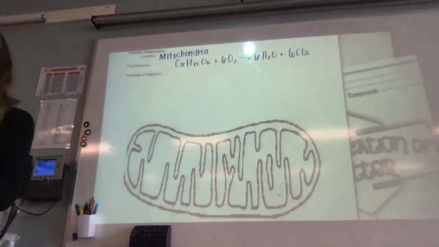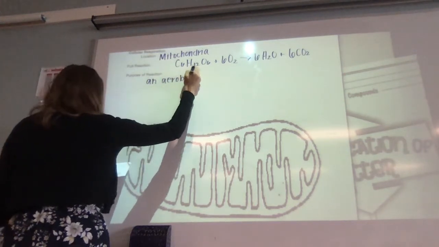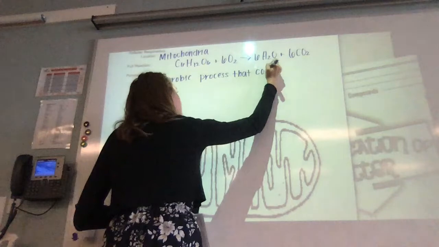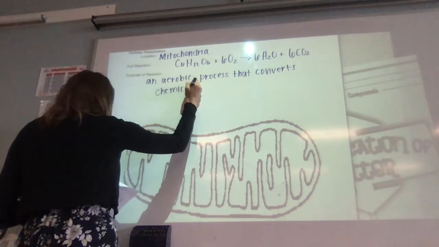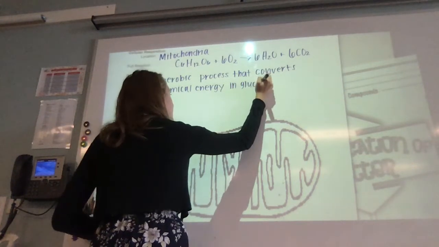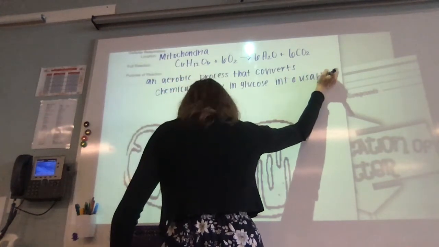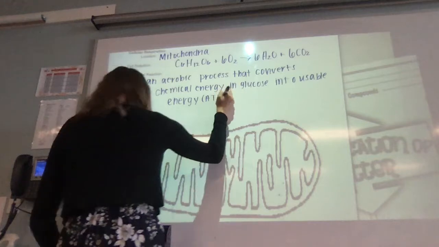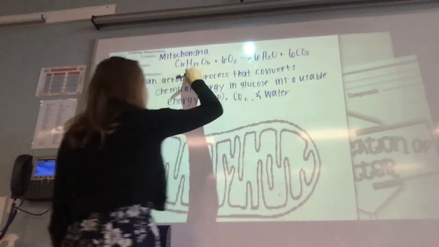The purpose of cellular respiration: it's an aerobic process that converts chemical energy in glucose, so in sugars, into usable energy, or ATP, CO2 and water. So basically this is just the formula in words.